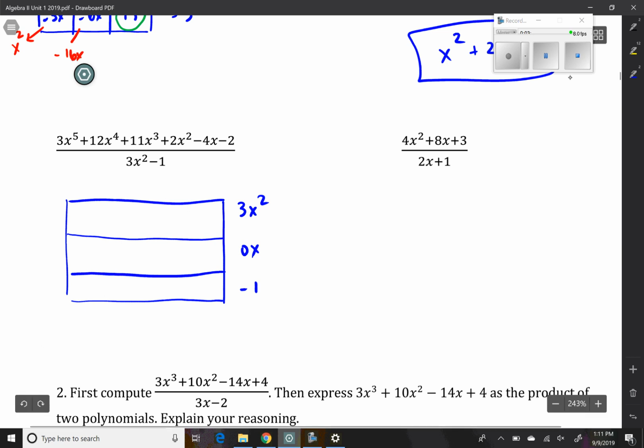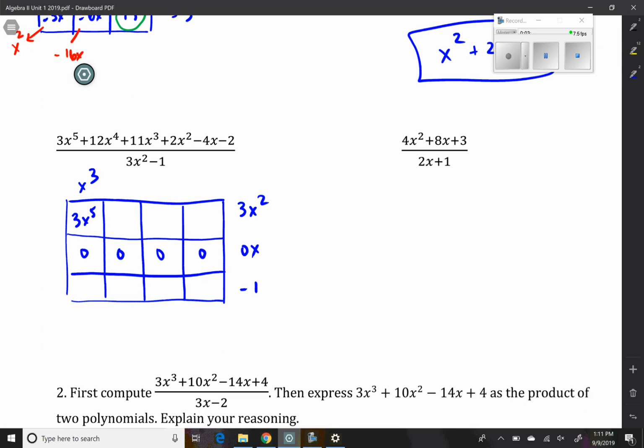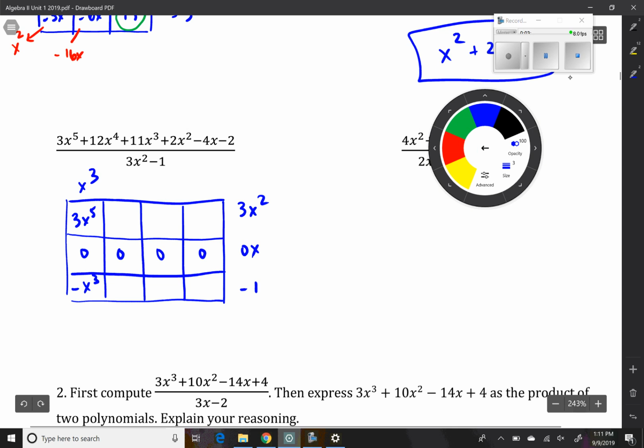The first thing I want to try and make is 3x to the 5th. I'm going to make that by multiplying just by x to the 3rd, which means I need an x to the 2nd column, an x column, and a constant column. So now I know how many columns I have. I know all of these are going to be zeros no matter what I do there because of the 0, but they're there as just kind of like placeholders, and this is negative x cubed. Now, the next term I want to try and make is going to be 12x to the 4th.